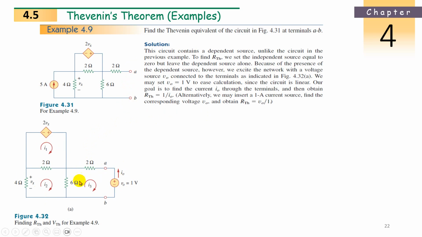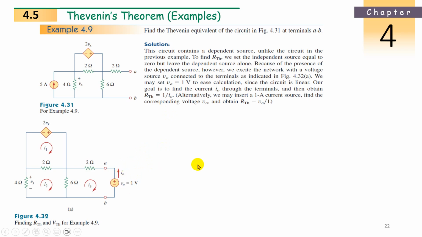Then we apply a mesh analysis or loop analysis. Then we can find the different currents and voltages. We may set voltage V0 equal to 1 volt. I will put 1 volt only, not much value. Since the circuit is linear, our goal is to find the current I0. Once you find the current I0, V0 is known.